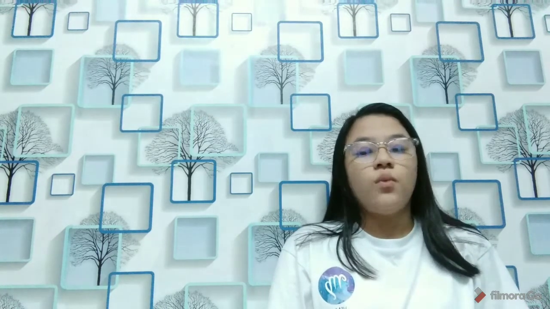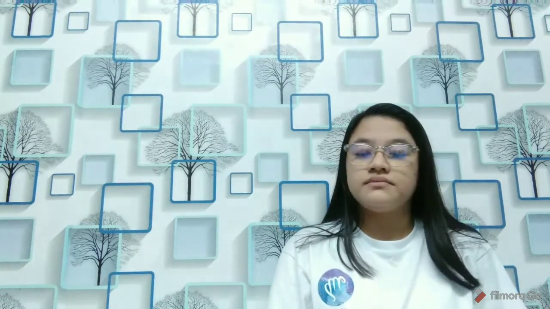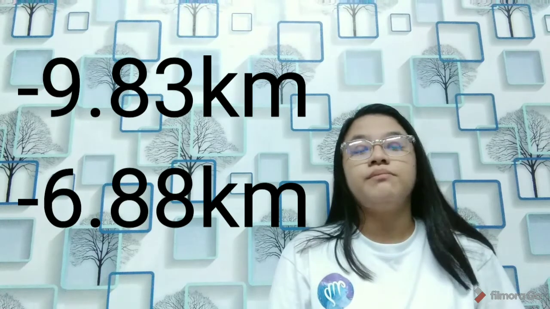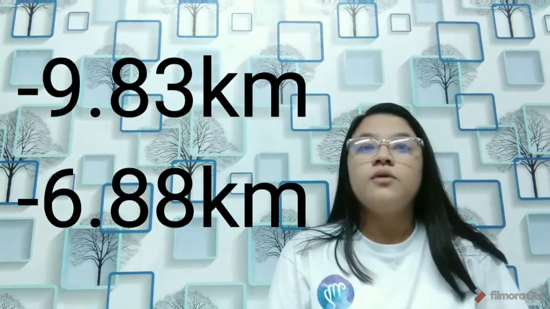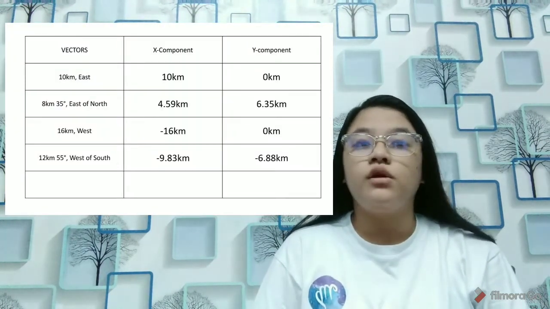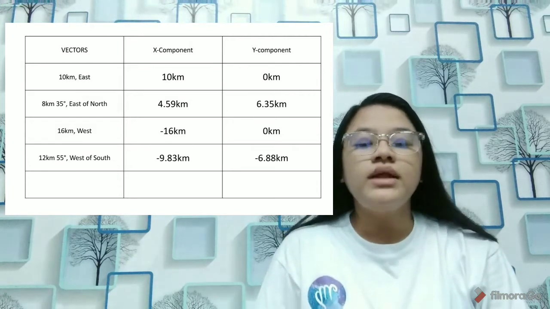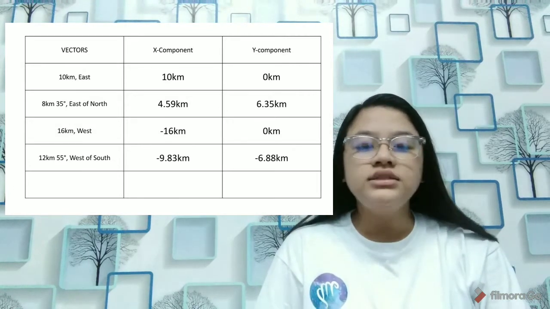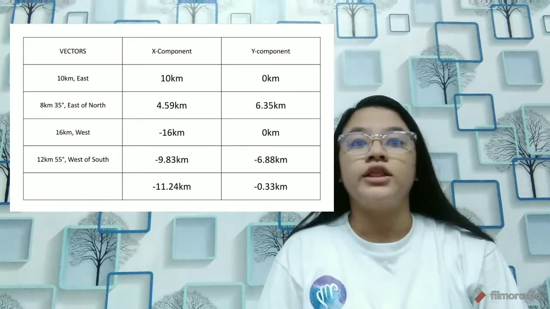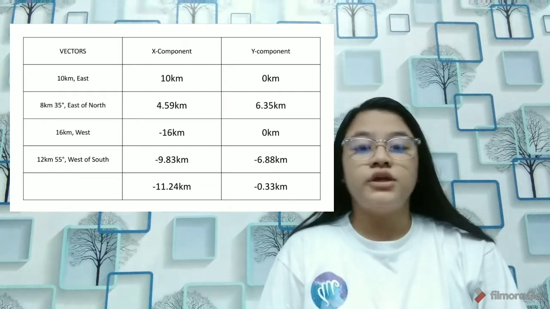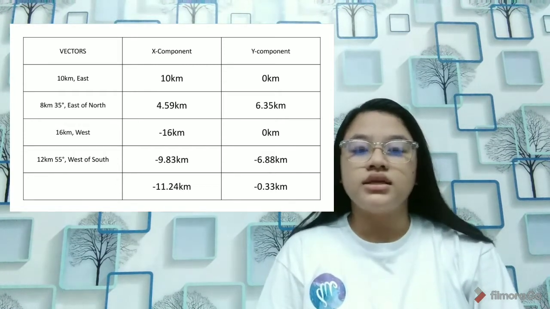Since it is in the west and south side, the final answers for the x and y components are both negative: negative 9.83 and negative 6.88 for the x and y component. Now that we have put the x component and the y component of all the given vectors, we will add them all, and the summation for the x component is negative 11.24. And the summation for the y component is negative 0.33.